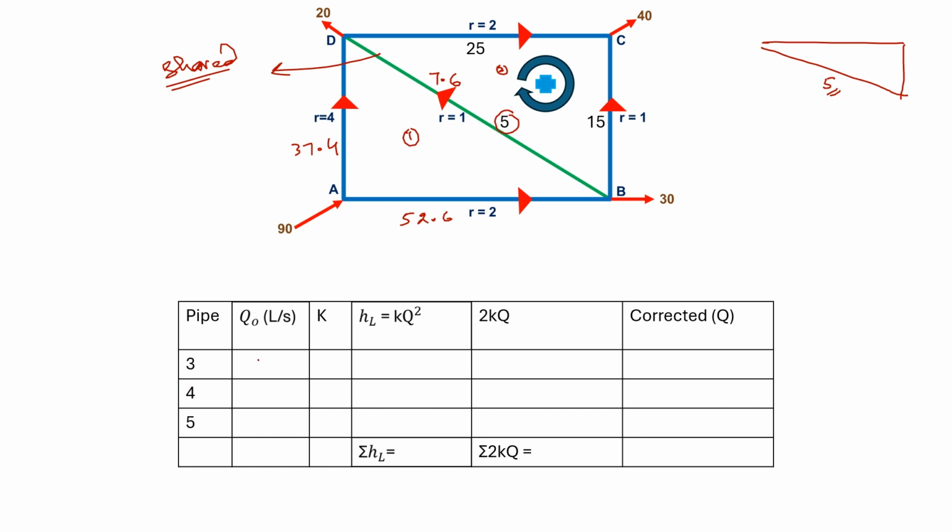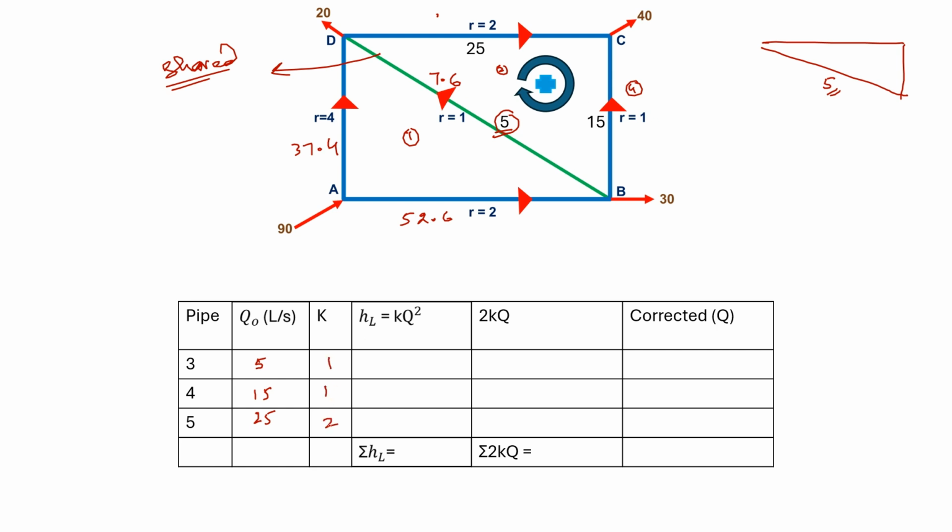till now. So for pipe 3 we have a discharge of 5 before the correction, because we have not applied the correction to the whole system, we have just applied it to the loop 1. So we will just need this value in this table. For the fourth pipe, the discharge value is 15. For the fifth pipe, the discharge is 25. K values are 1, 1 and 2.